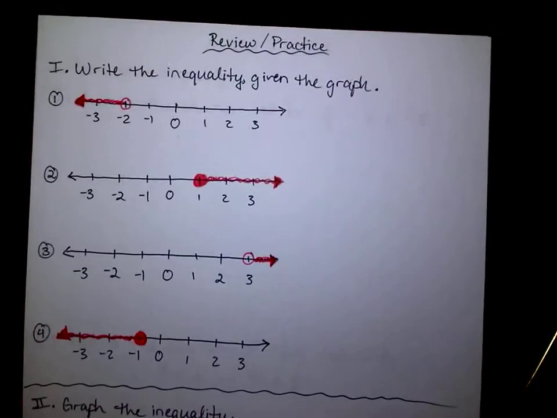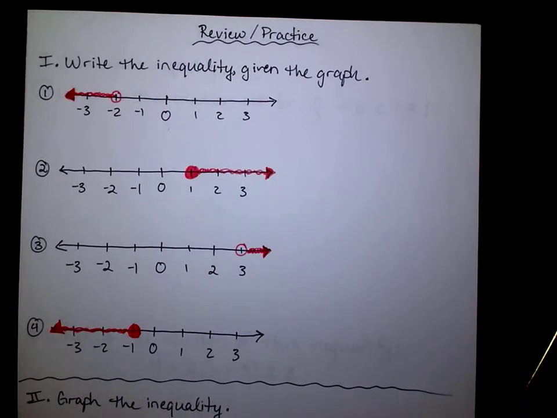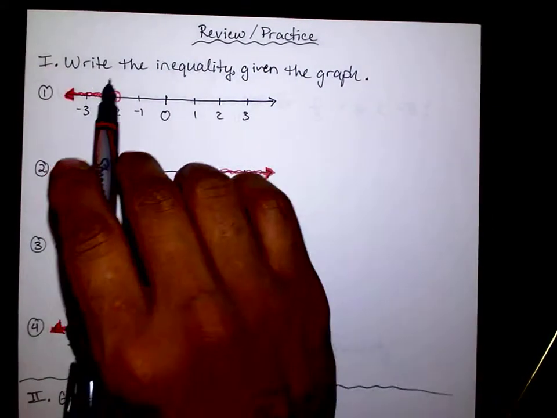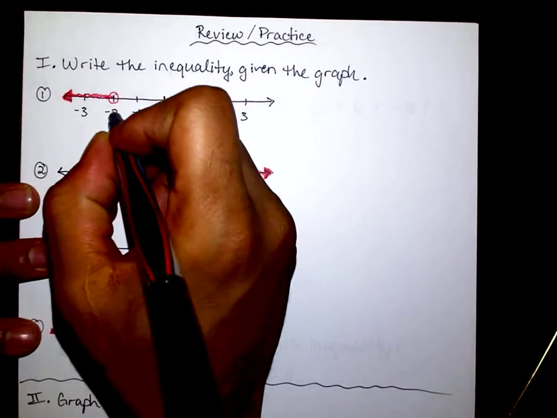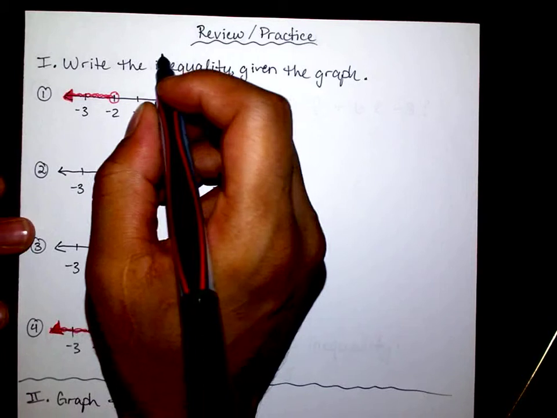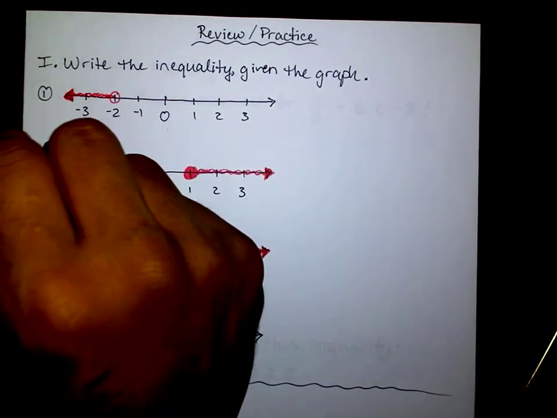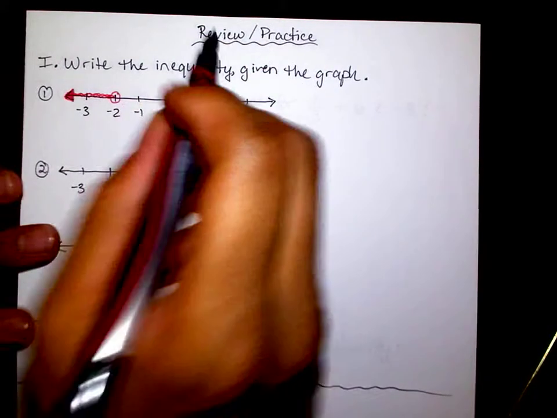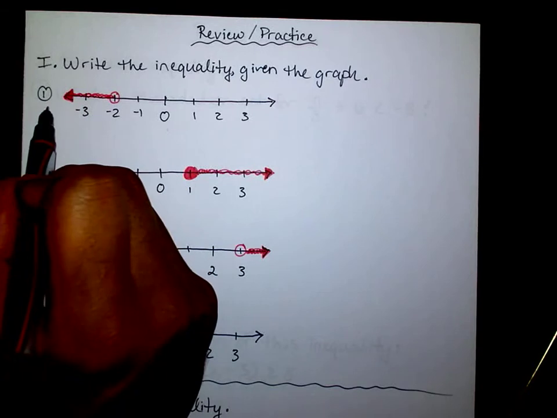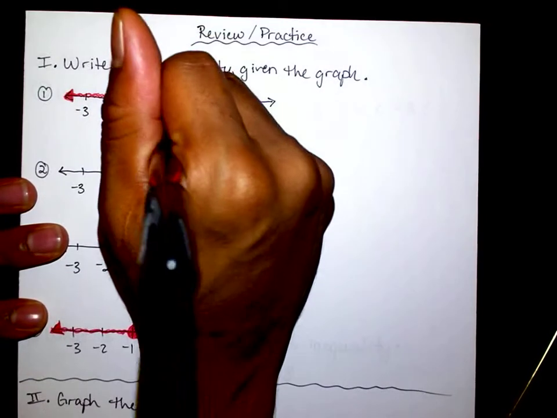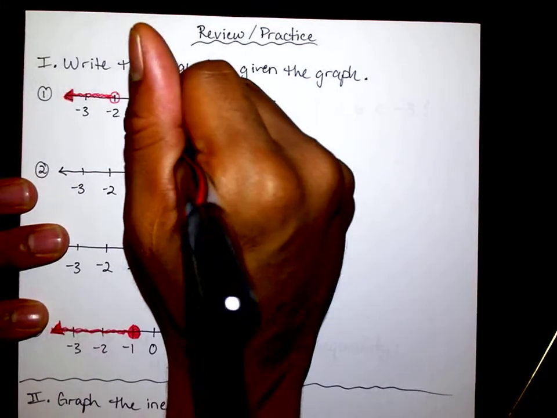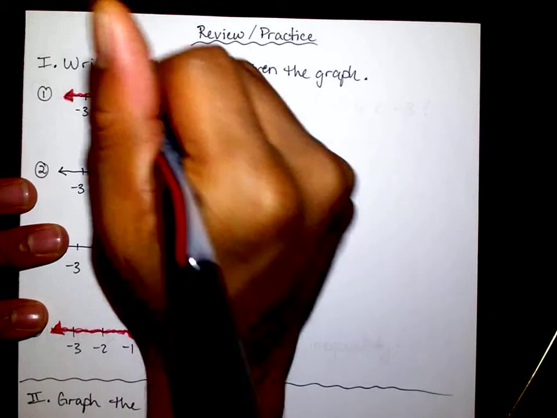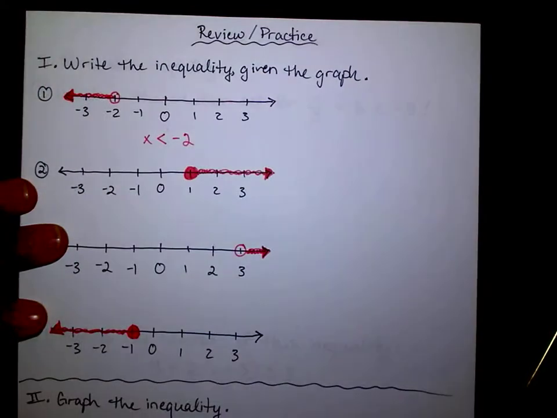Alright, so now let's go back and look at these graphs here. They want us to write the inequality given the graph. So this one, since it's open, we know it's going to be one of two signs, either less than or greater than. And since it's going to the left, we know that's going to be less than. So less than, opening to the left, and it's open, so we don't get a line underneath. The number's -2, and we can let that be x. Okay?